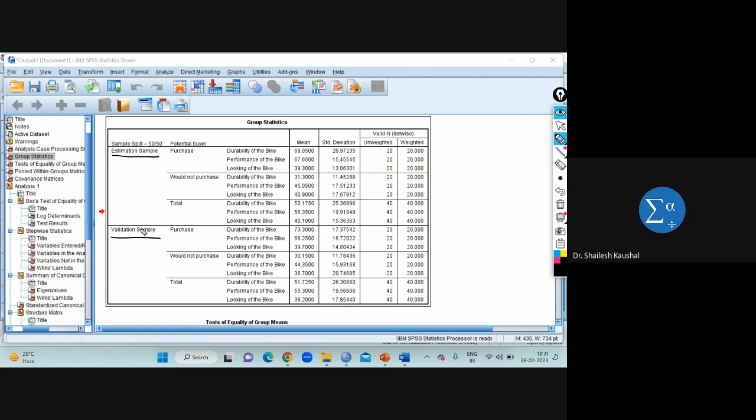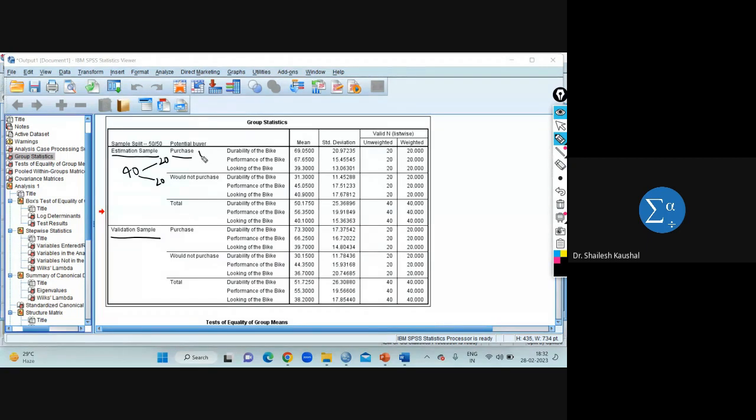So it is not necessary to divide your sample into two categories. Directly you can estimate your sample also. You can directly analyze your 80 sample size. But theoretically or ideally, we should divide our sample into two parts for checking the cross validity, for validation purposes, whether the results of estimation and validation are the same or not. Anyway, now for the estimation sample, the sample size is 40, and we took 20 people who would purchase, and 20 people who would not purchase the product.